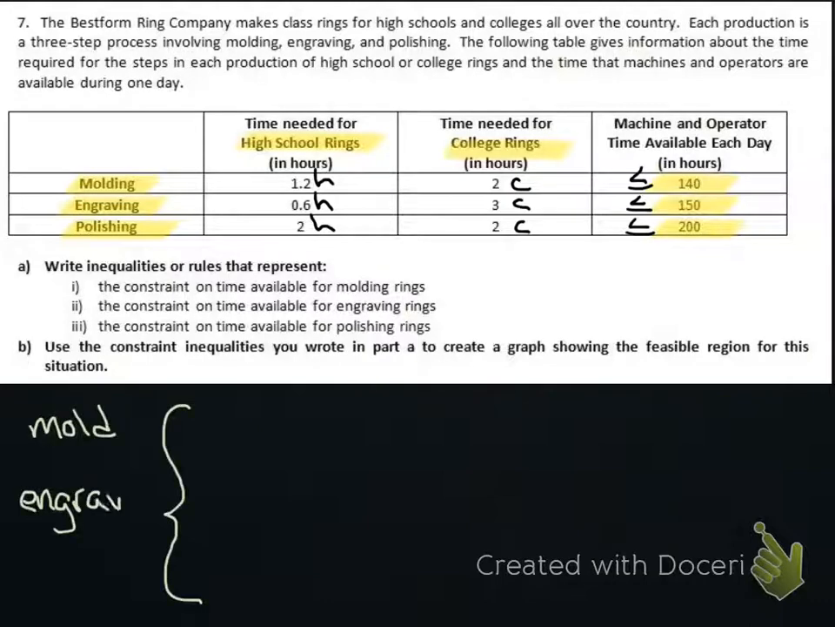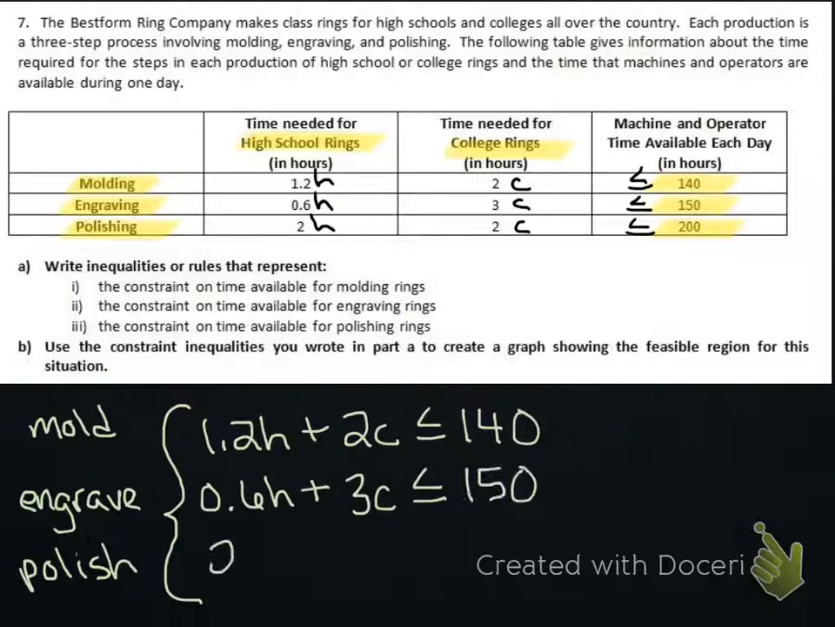And so here's what our system will look like. So the first inequality shows a limitation on molding, second inequality shows limitation on engraving, and third inequality shows the limitation on polishing. And each one of those inequalities includes both variables for H and for C.